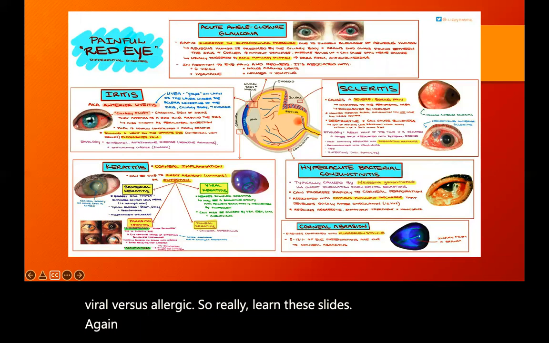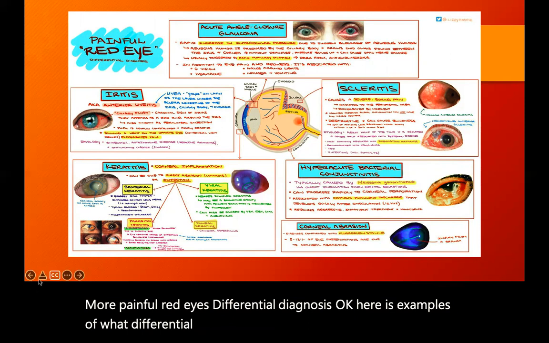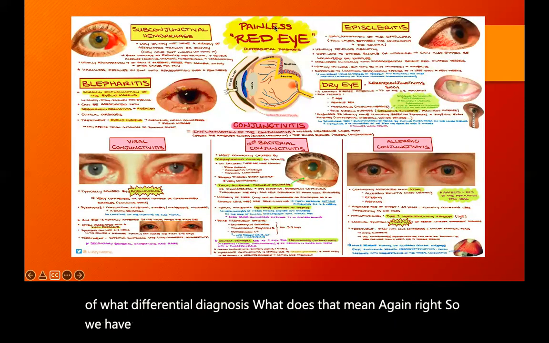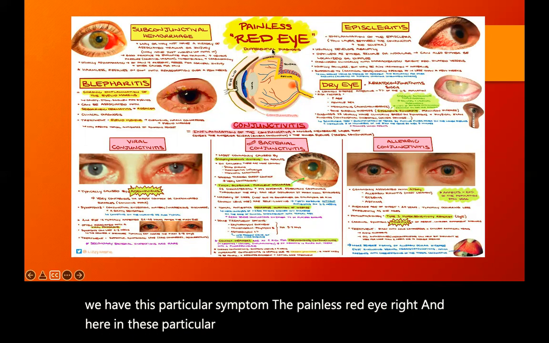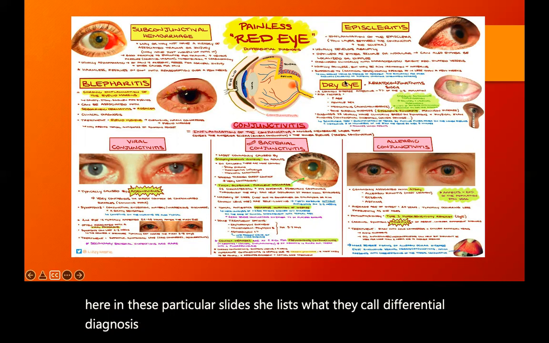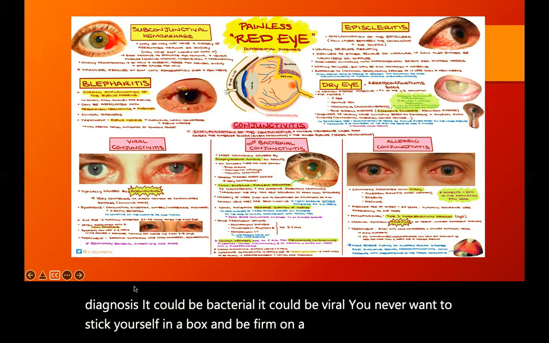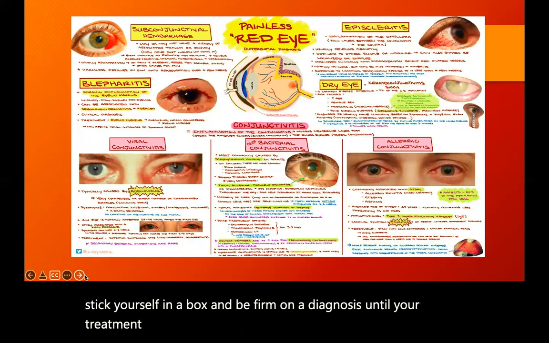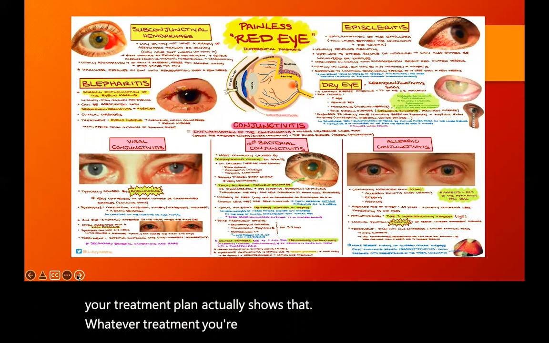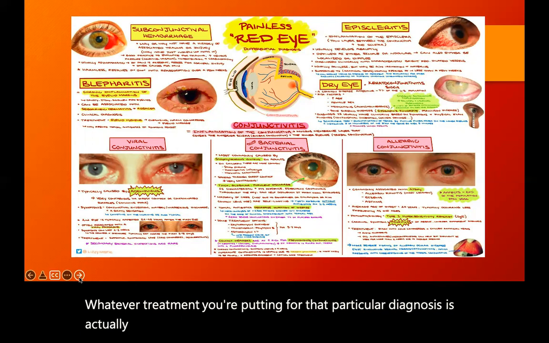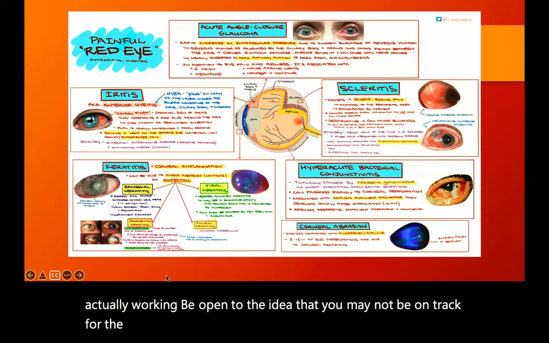Again, more painful red eyes, differential diagnoses. Here's an example of what differential diagnoses means. We have this particular symptom, the painless red eye, and in these slides she lists differential diagnoses, meaning it could be this diagnosis, it could be that diagnosis, it could be bacterial, it could be viral. You never want to stick yourself in a box and be firm on a diagnosis until your treatment plan actually shows that the treatment you're giving for that diagnosis is working. Be open to the idea that you may not be on track for the particular disorder you think it is.